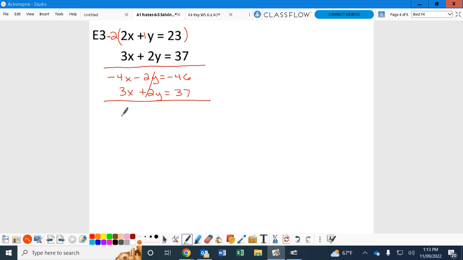The opposite of x equals what? Negative 9. Okay. How are you going to get that x by itself?